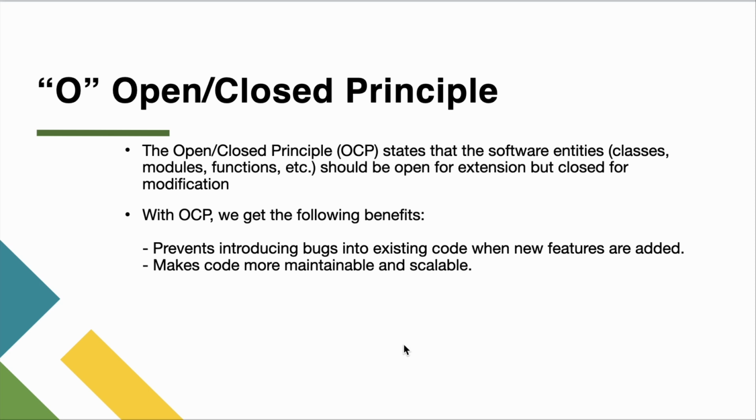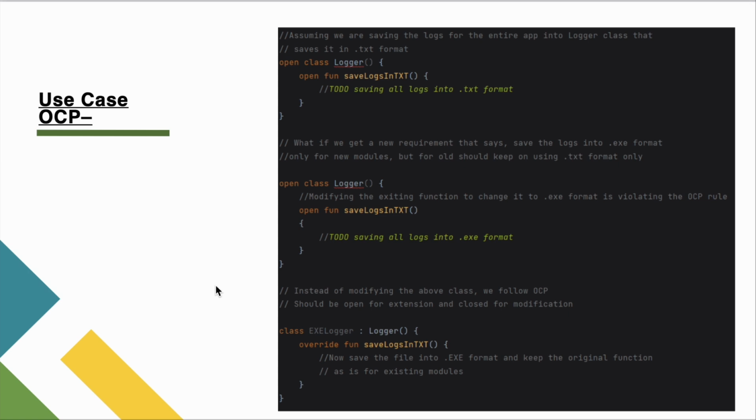Now with OCP we get the following benefits. One is that it prevents introducing bugs into existing code when new features are added, and it makes code more maintainable and scalable. We will understand this with an example. It will be much clearer to you how this OCP works.